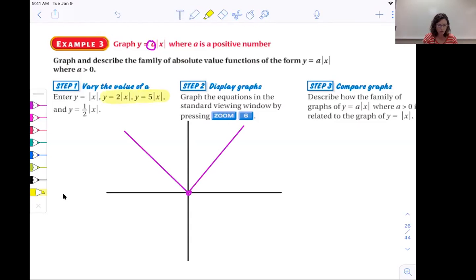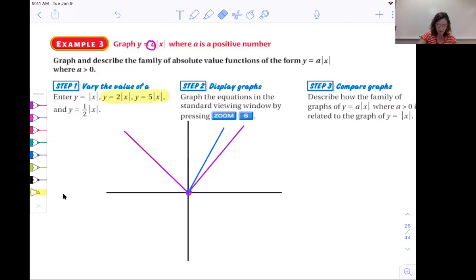Faith, what happened with your V? It got narrower. Yeah, I like that. It got narrower. Which one was more narrow, Faith? The one with the 2 or the one with the 5 in front of it? The one with the 5. Yeah, the one with the 5. Why do you think that's the case?